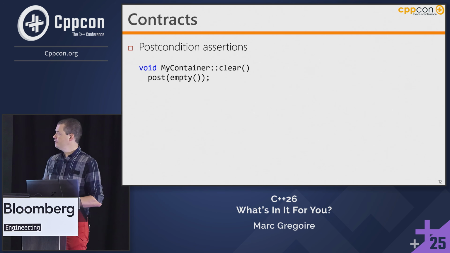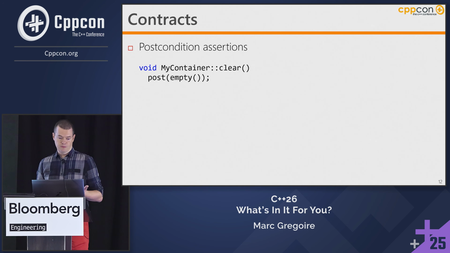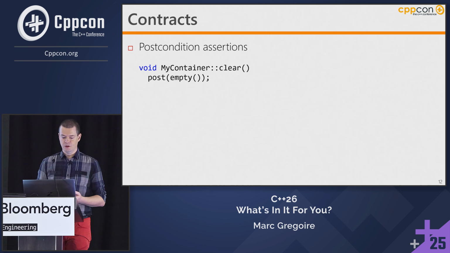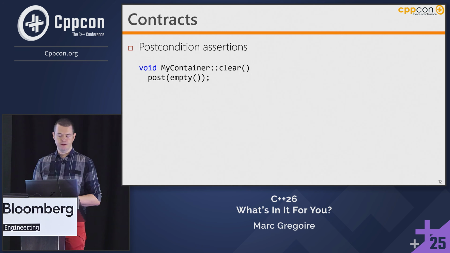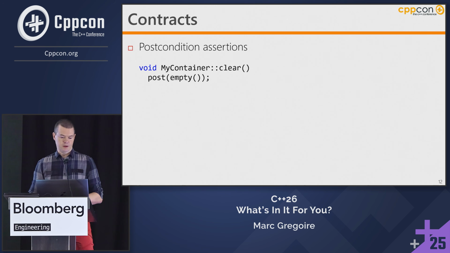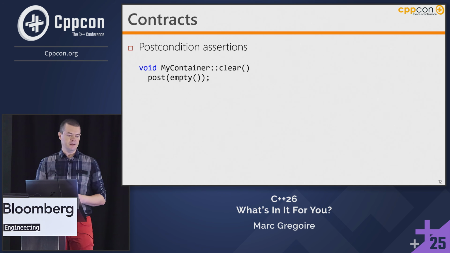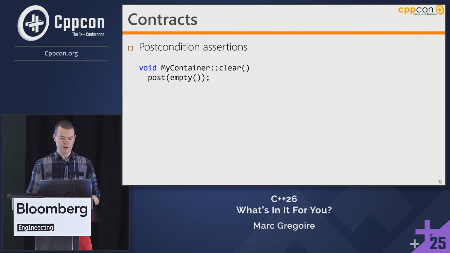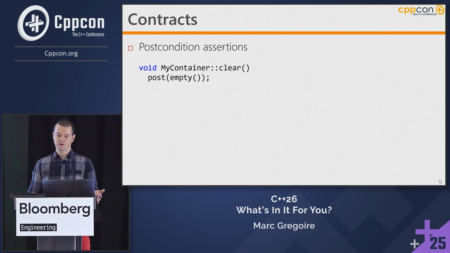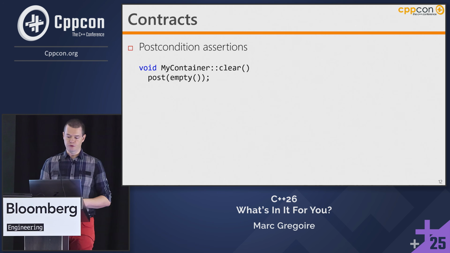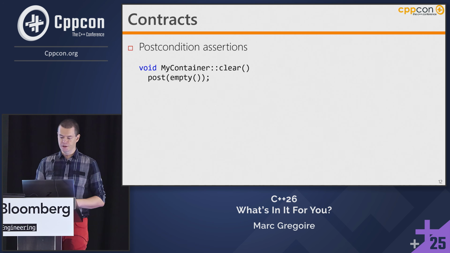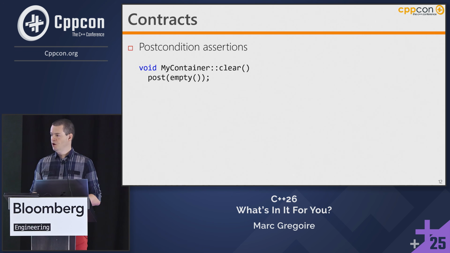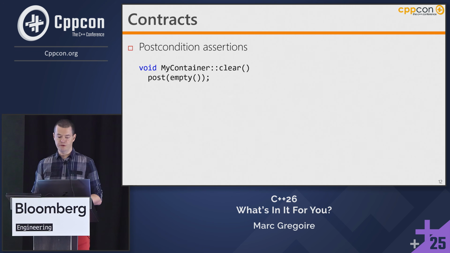Next are postconditions. These are assertions that must be true when the function has finished executing. In this case, we have a clear method on a myContainer class, and the postcondition verifies that the function has actually done what it's supposed to do. So when we call clear, if you afterwards call empty, it must return true, and this postcondition is asserting that. As you can see in the postcondition, or in any assertion, you can call other member functions of your class.